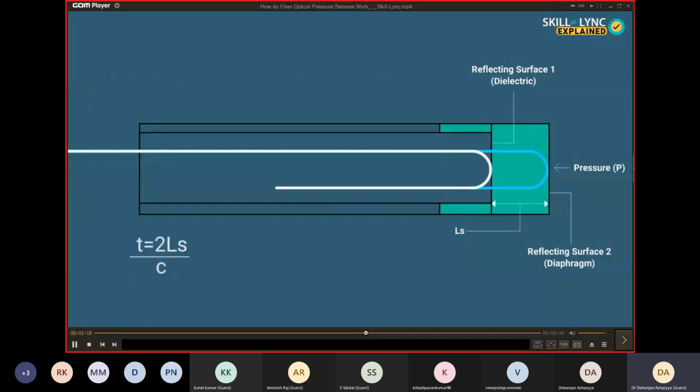The time difference between the two rays can be given by T equals 2Ls by C, where C is the speed of light in vacuum.